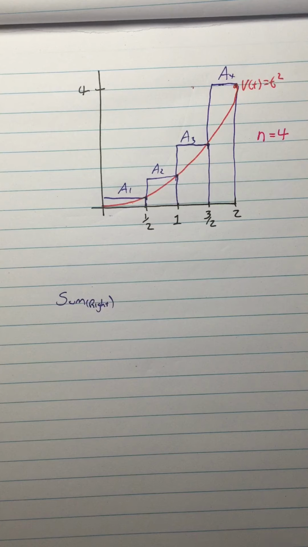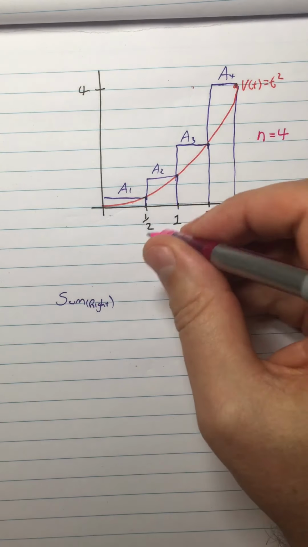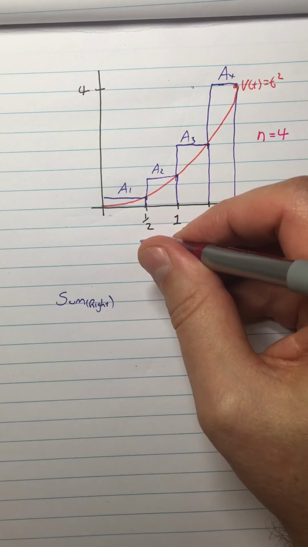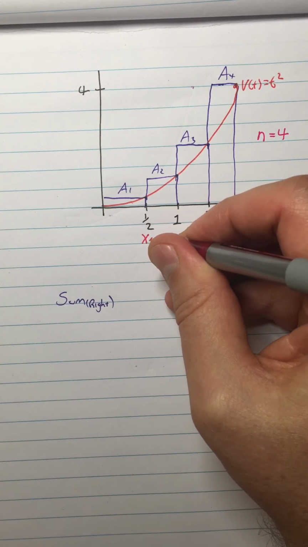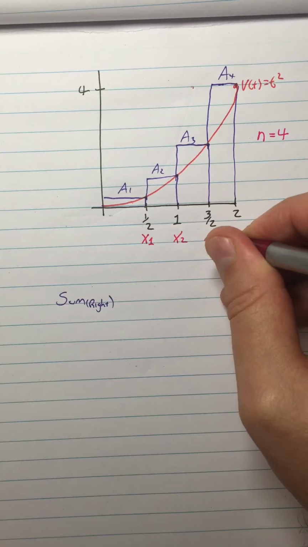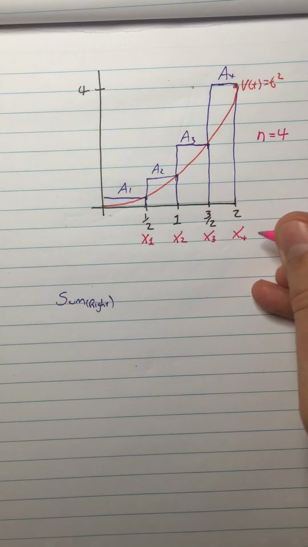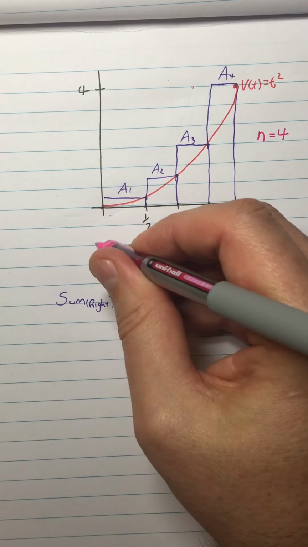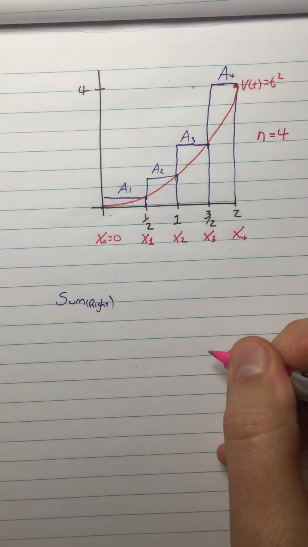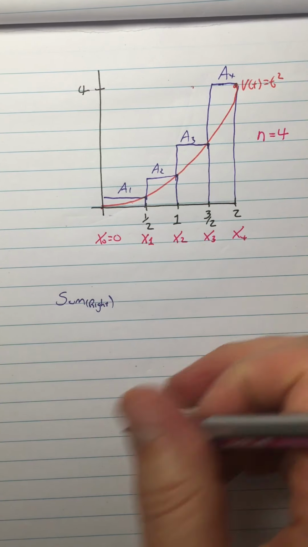All right. Now, these things have some names that are going to be useful as we go along. So we call these values the x sub i's. So this one's x sub 1, x sub 2, x sub 3, x sub 4. And the first one at the beginning is x sub 0, which in this case is 0, although it doesn't have to be. All right, so that's that.